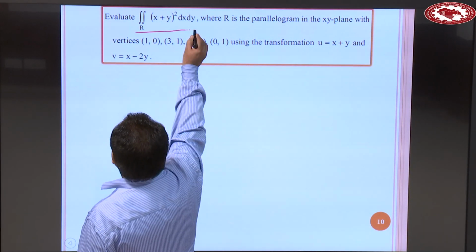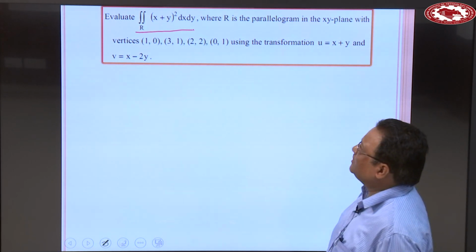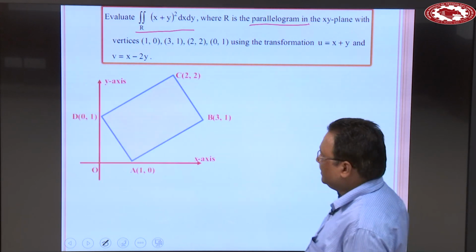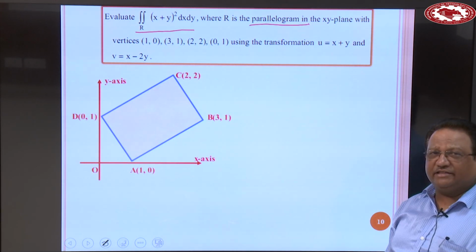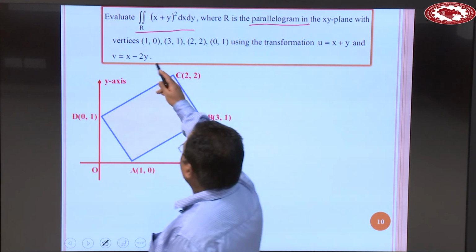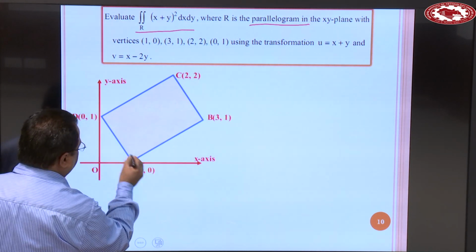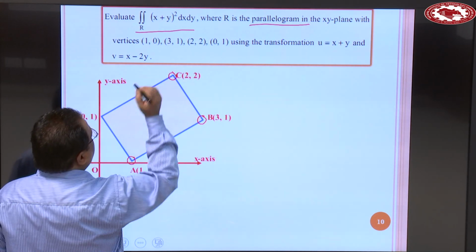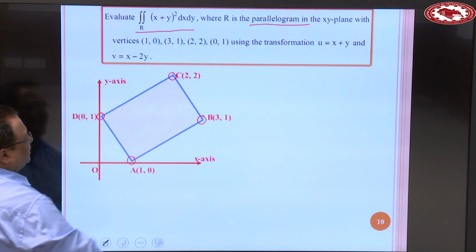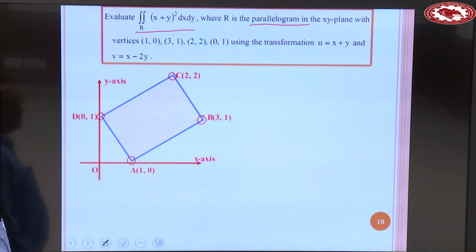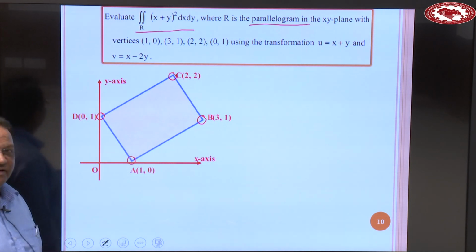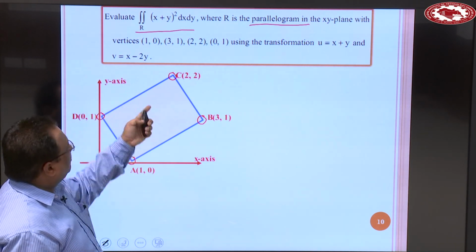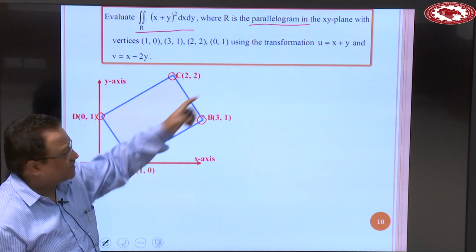This question is important. Double integral over R of (x plus y) square dx dy, where R is the parallelogram in the xy plane. The shape of this region of integration is this. So (1,0) is this point, and (3,1) is this point, and (2,2) we have this point, and (0,1) we have this point. Connect these 4 points. So this one is the region of integration. Clear? So the question is solve this double integral problem over this region, but by using this transformation.